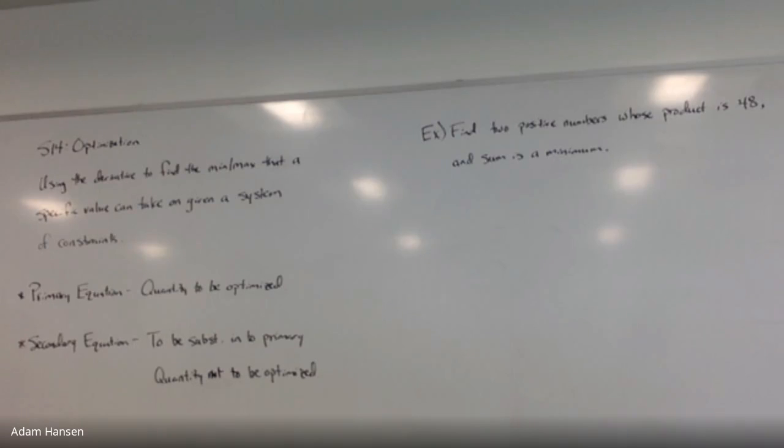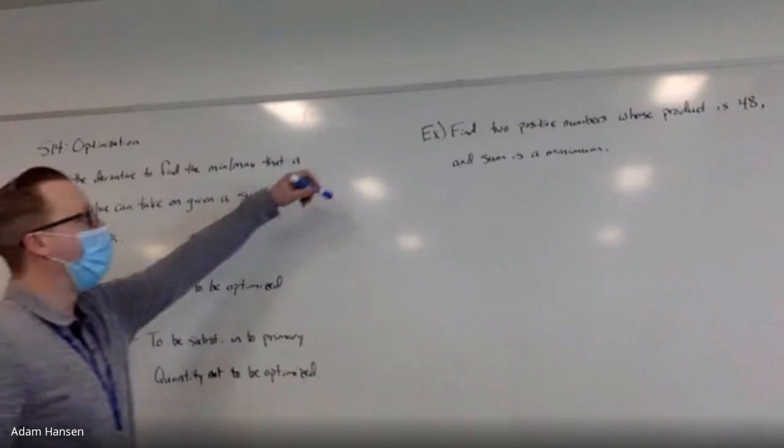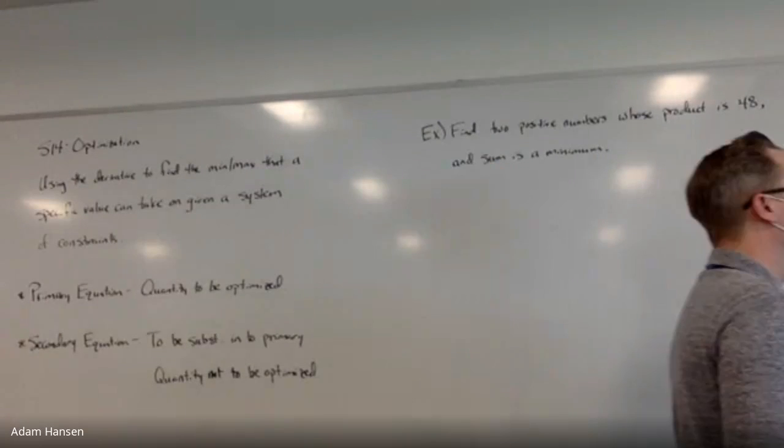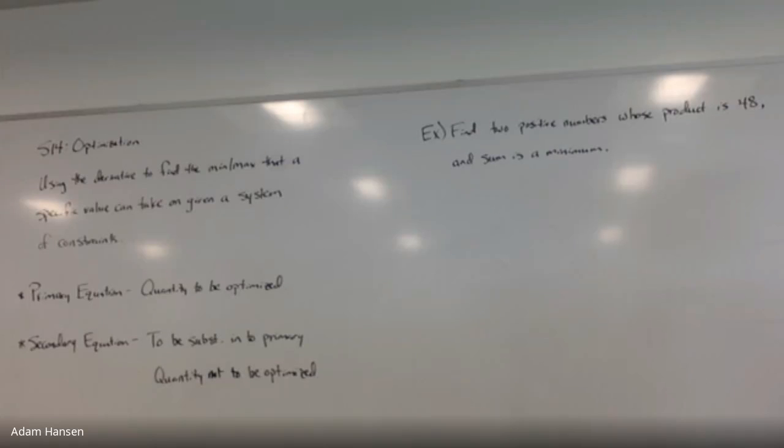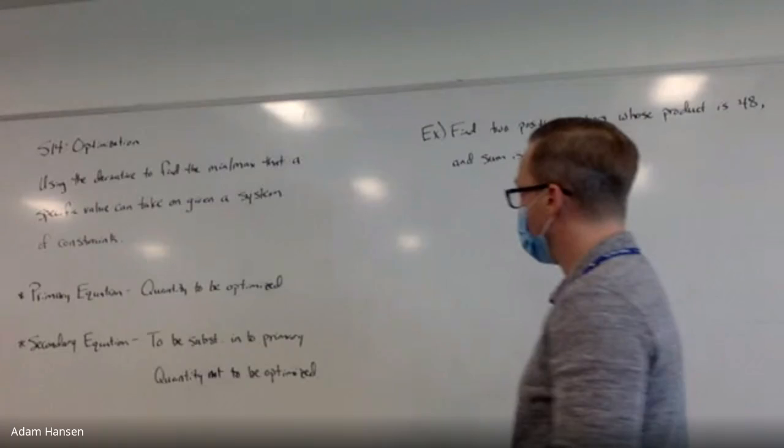So here's our first, basic problem. I want to find two positive numbers whose product is 48, and the sum of those two numbers is a minimum. So let's write our system of constraints. Let's write the primary and secondary equation.